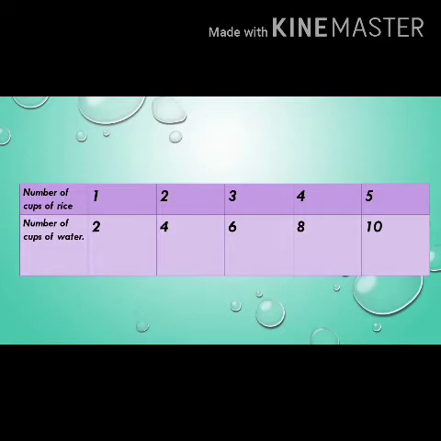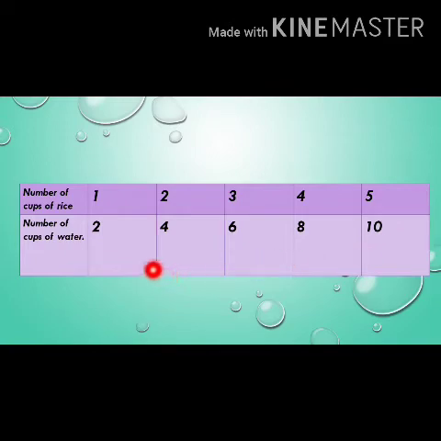See, here the number of cups of rice and water required are given. Number of cups of rice, number of cups of water. In all the cases, the number of cups of water is 2 times the number of cups of rice. See, 1 cup of rice we need 2 cups of water. 2 cups of rice we need 4 cups of water. 3 cups of rice we need 6 cups of water. 4 cups of rice we need 8 cups of water, and 5 cups of rice we need 10 cups of water.